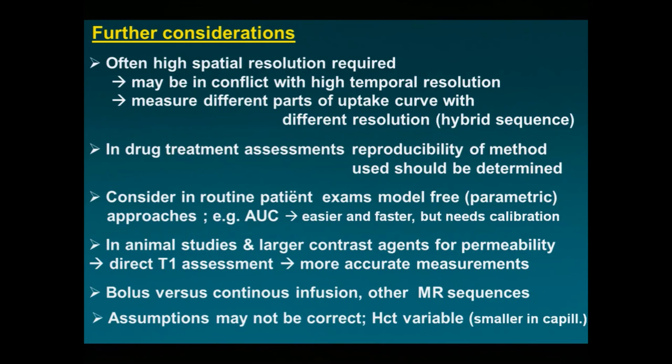In routine patient assessment, it may be that you don't really want to go into these pharmacokinetic models, but you want to go into model-free parametric approaches, like the area under the curve, which I already addressed initially. In animal studies, it may be easier to go for larger contrast agents and for permeability assessments, and then direct T1 measurements are possible in many cases. There's also an issue about bolus and continuous infusion, which I won't discuss here.